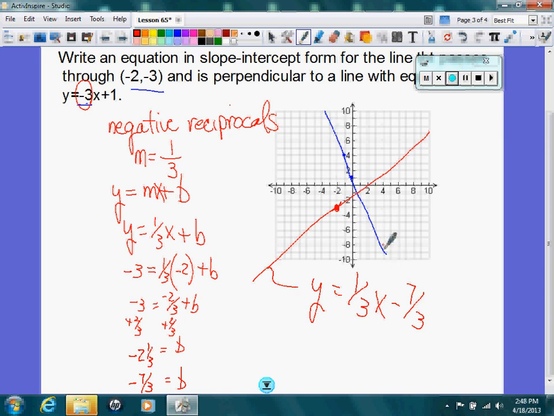Now notice how the blue line goes here. It goes up to the left or down to the right, and it has a negative slope. Our new line goes up to the right, and it has a positive slope. Just remember that; it might be kind of a help for you.